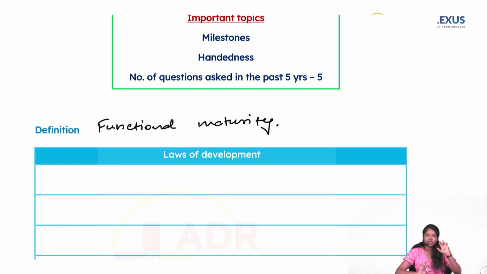A very easy way of studying or learning development is seeing it in front of your eyes. Where to see it? Resources are there everywhere. Wherever you go, you will see a child.